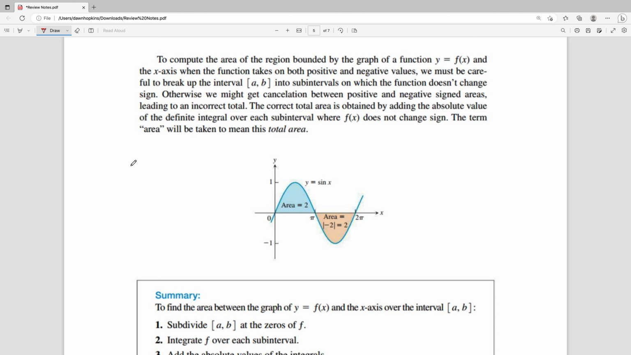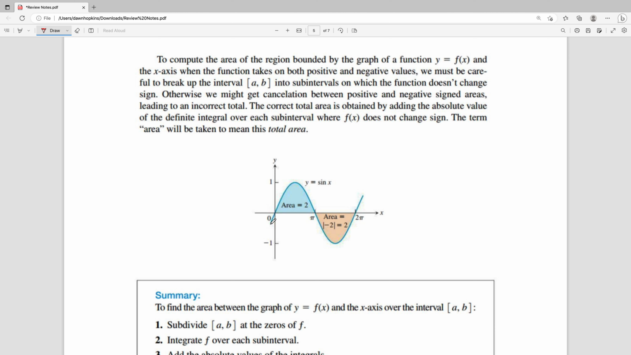As we continue in the review, we're talking about integrals representing the area under a curve, and specifically the area between that curve and the x-axis. So if the graph is above the x-axis, you're going to have a positive area. If the graph is below the x-axis, you're going to get a negative area.